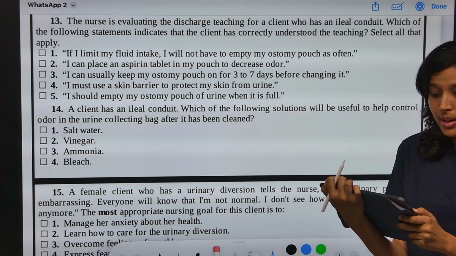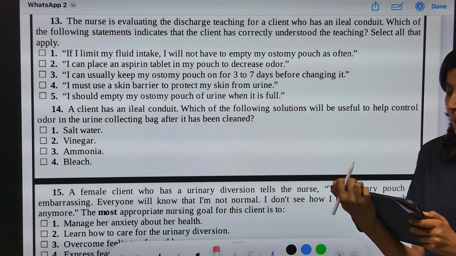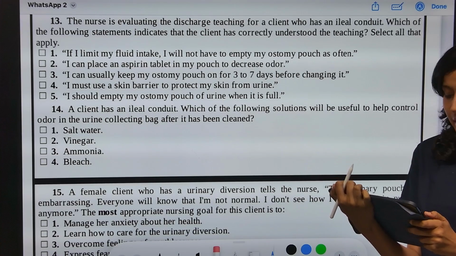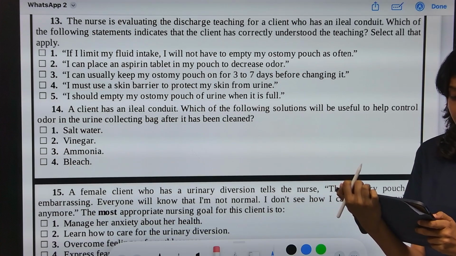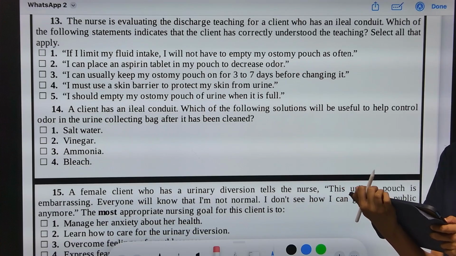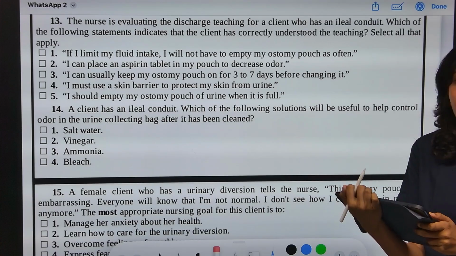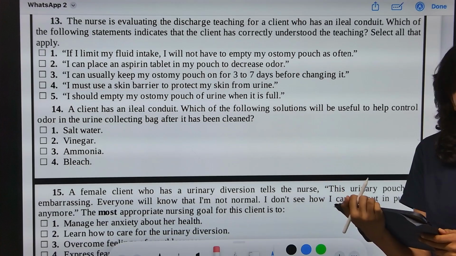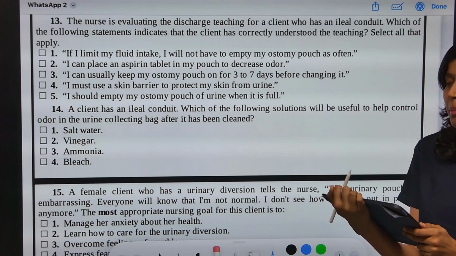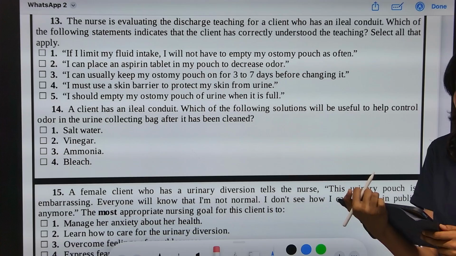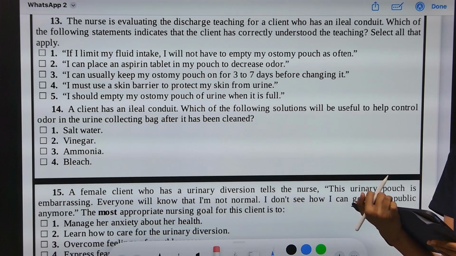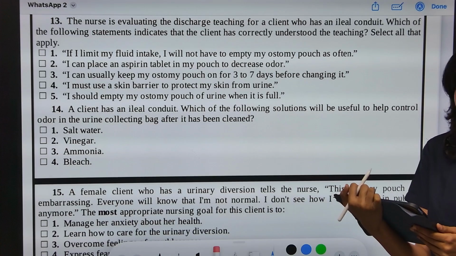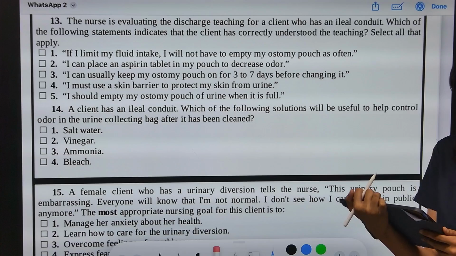Option 3 says, I can usually keep my ostomy pouch for 3 to 7 days before changing it, and that is absolutely right. And option number 4, I must use the skin barrier to protect my skin from urine, because sometimes, because of infection and UTIs, the urine may become alkaline and it may irritate the skin. So it will be good if someone is using a skin barrier to protect the skin.